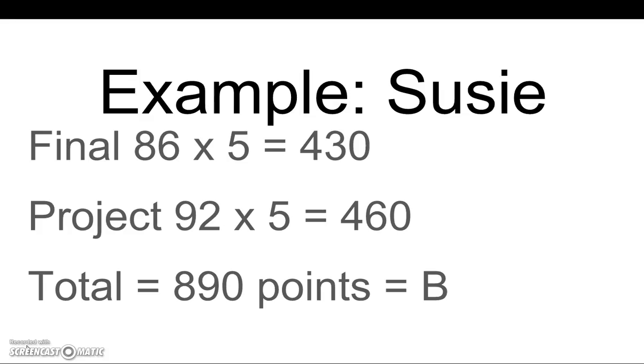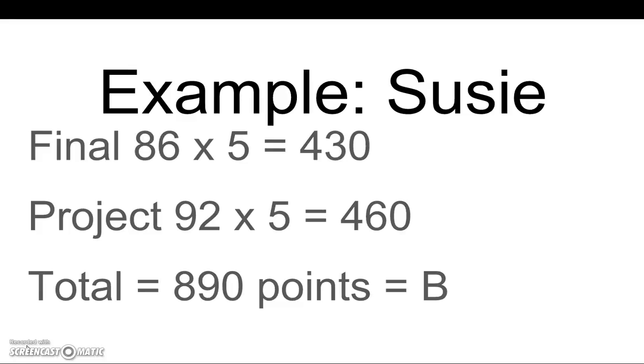Let's look at some examples. Susie scored an 86 on her final exam. That's pretty good. So we'll multiply that by 5 for the maximum impact. She also did a project and she did very well. Got a 92 on her project. So we're going to multiply that times 5 for its maximum effect.